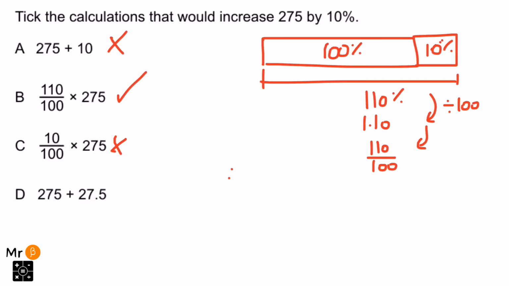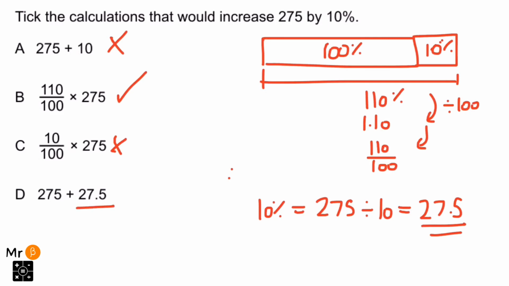And then finally part D, well, if we work out what 10% is using our non-calculator method and dividing by 10, we would get 27.5. So because this answer here is the same, that is 10%. So actually, you are increasing it by 10%. So part D is also correct.